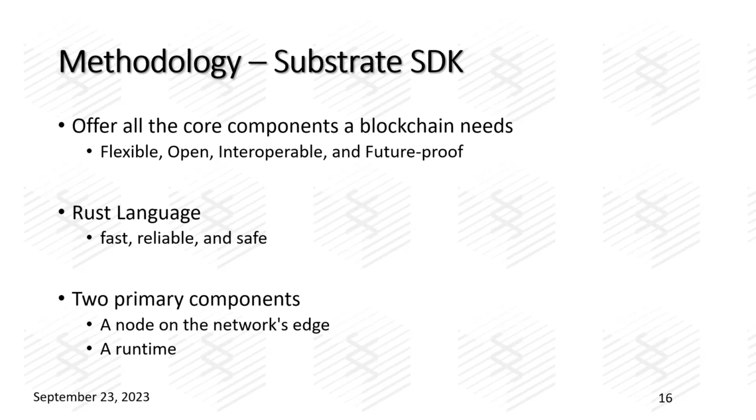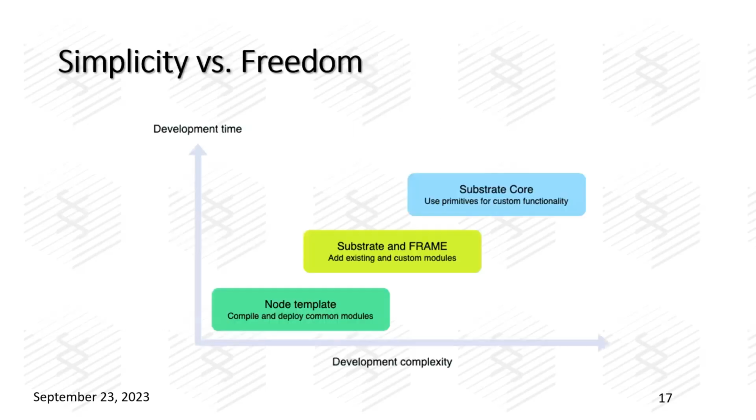One node is the one that is on the network's edge, responsible for tasks including peer discovery, transaction request management, peer consensus, and remote procedure call handling. The other one is a runtime that implements the blockchain state's transition function and provides all the necessary business logics to do so.